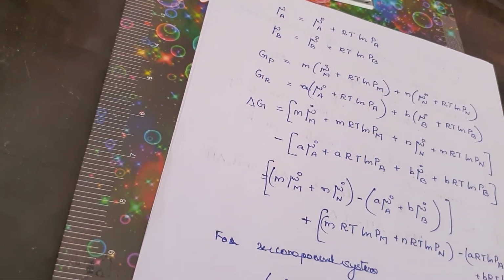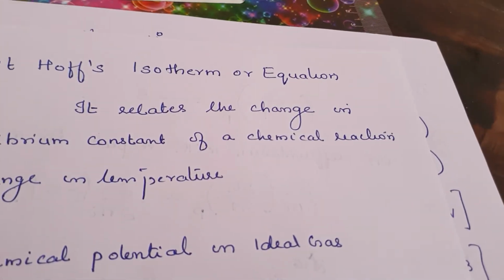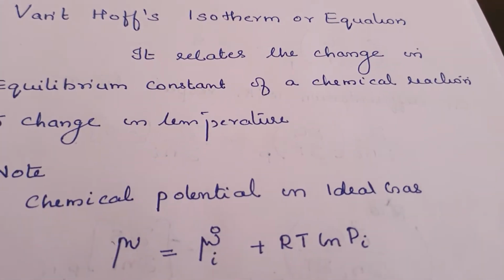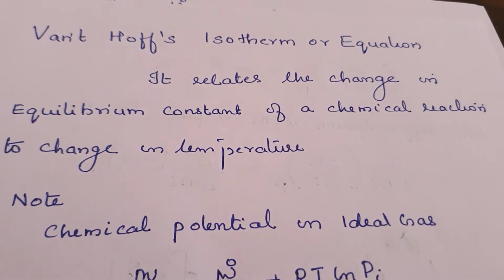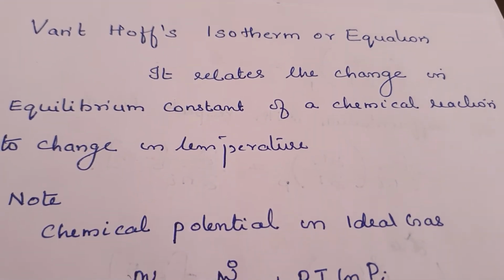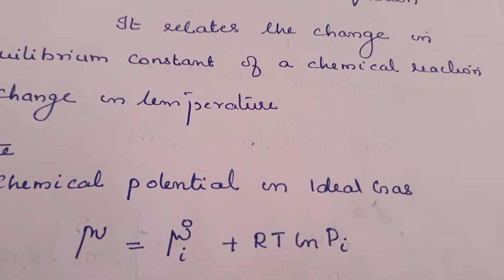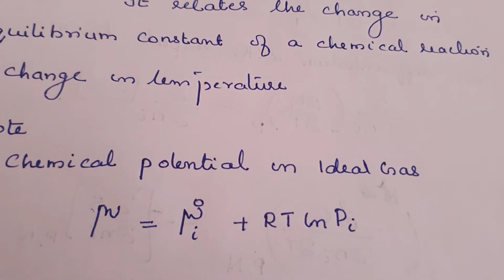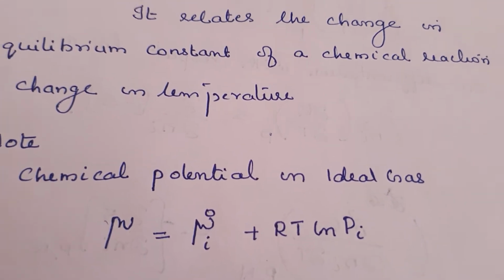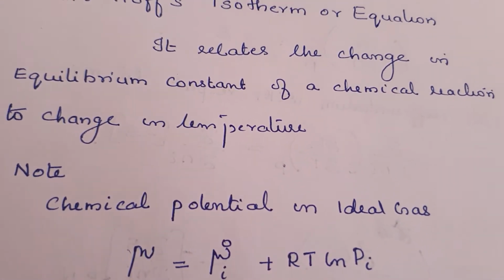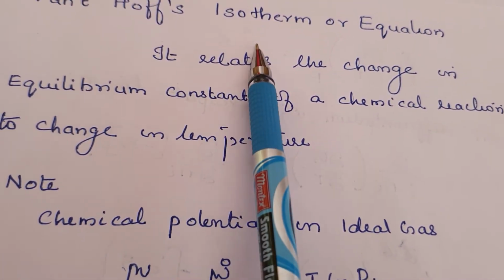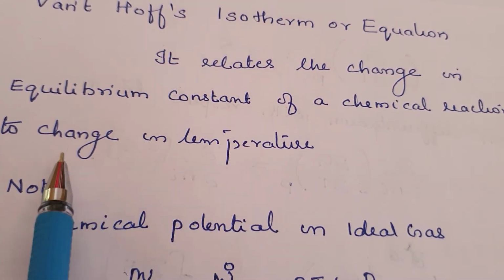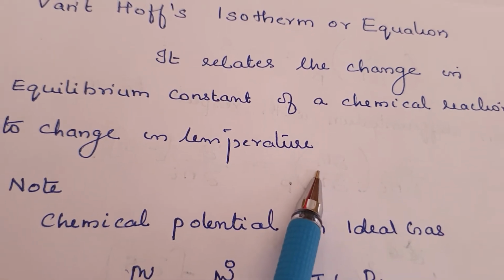Now we will go for Van 't Hoff's isotherm. Van 't Hoff's isotherm we have already studied in chemical equilibrium. I gave you an assignment in the initial classes to derive it, so here I am just recollecting it. It relates the change in equilibrium constant of a chemical reaction to the change in temperature.